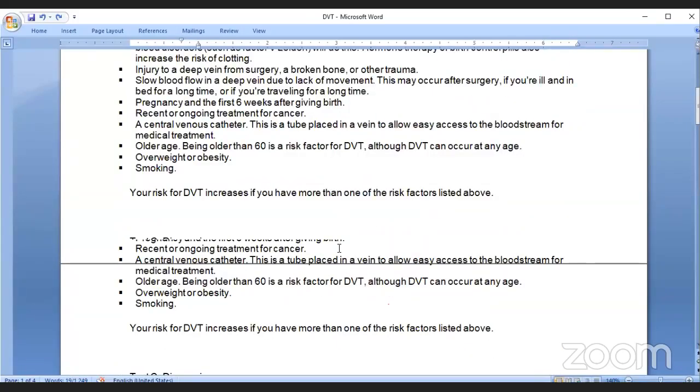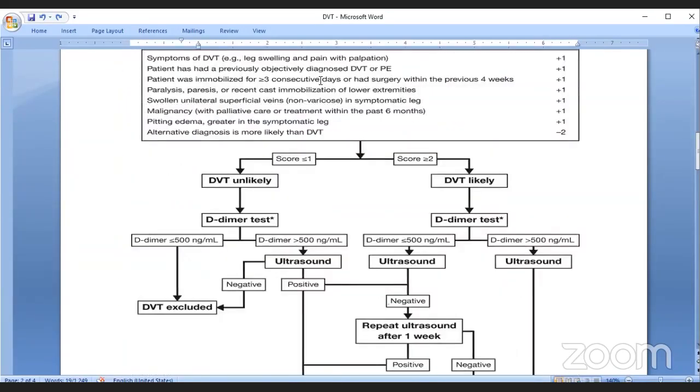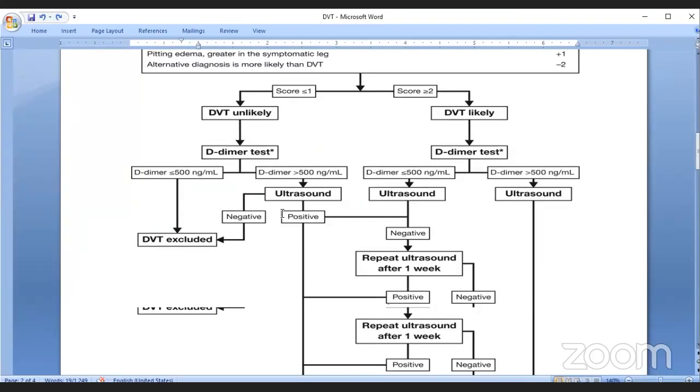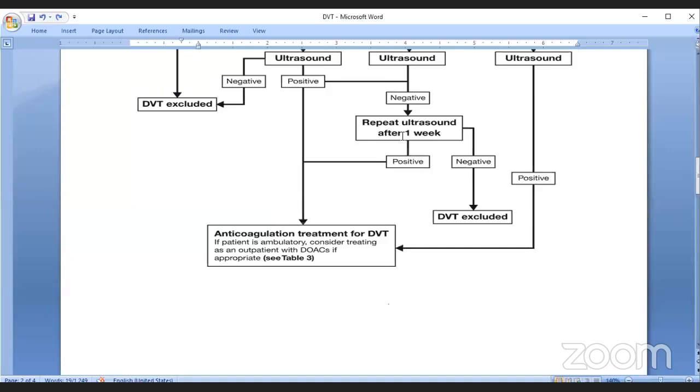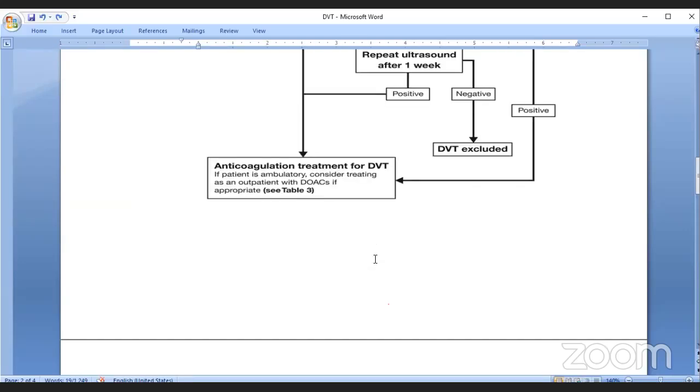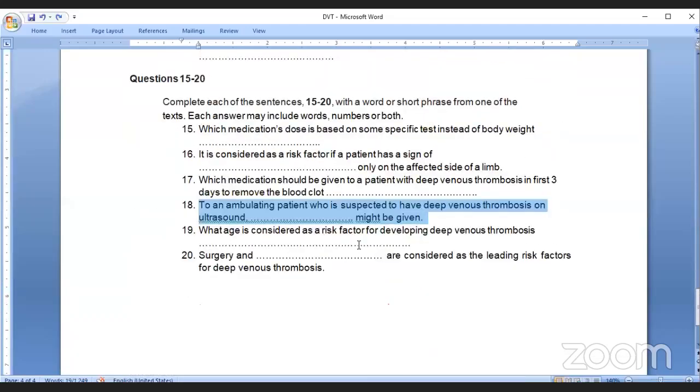So in that case, DOACs might be given, okay? If appropriate means might be given. If the patient is ambulatory and ultrasound is positive for DVT, then you should give DOACs. This is the appropriate answer. What is considered a risk factor for developing deep venous thrombosis?